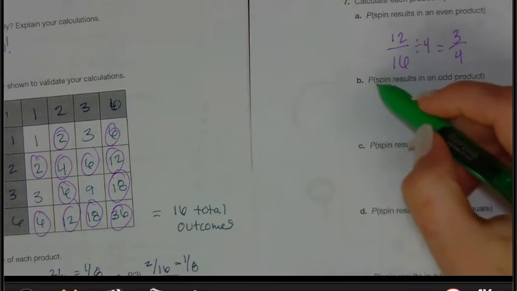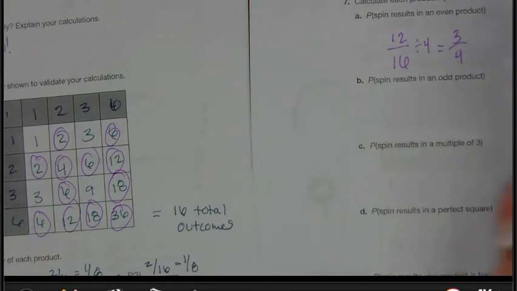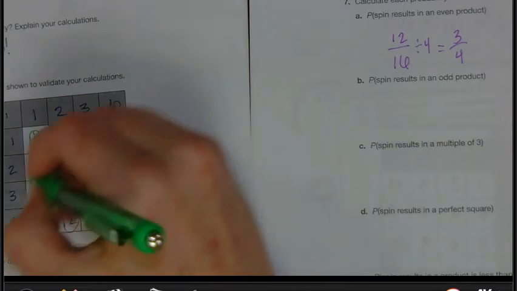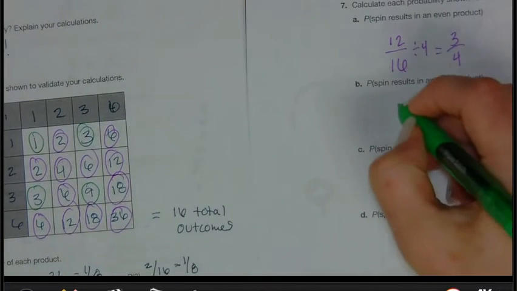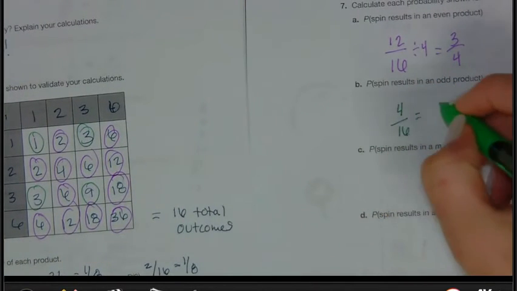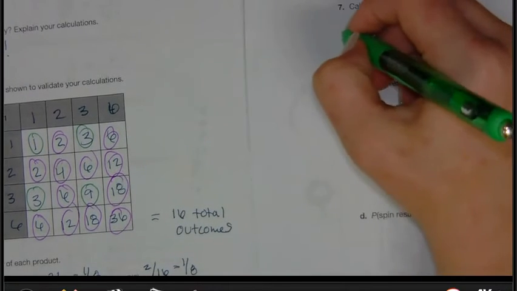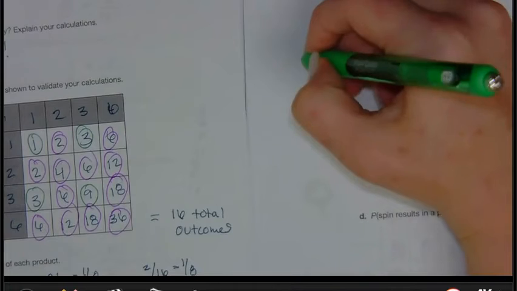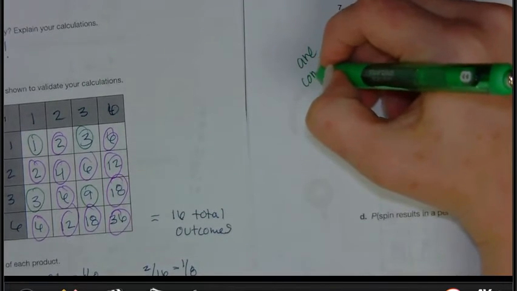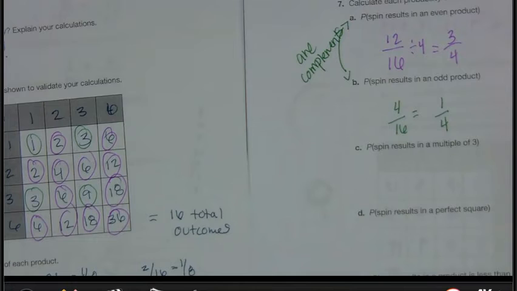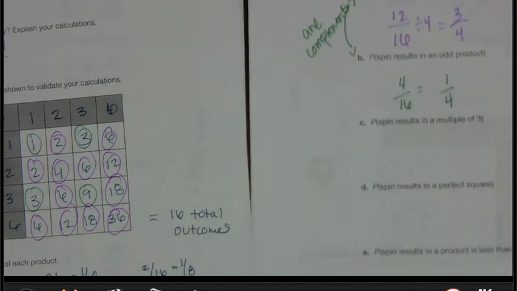What's the probability the spin results in an odd product? So 1, 2, 3, 4. I have 4 out of 16, which can be reduced by 4, which gets me 1/4. These two, A and B, are complements of one another. Remember what complements means? They're opposite. So what's the opposite of an even product? That would be an odd.